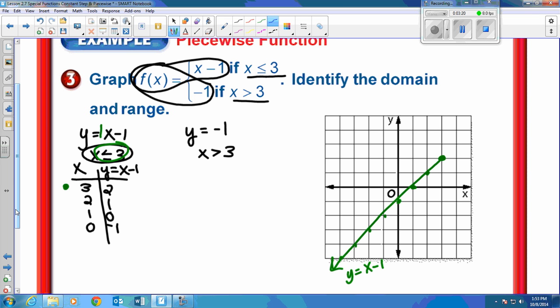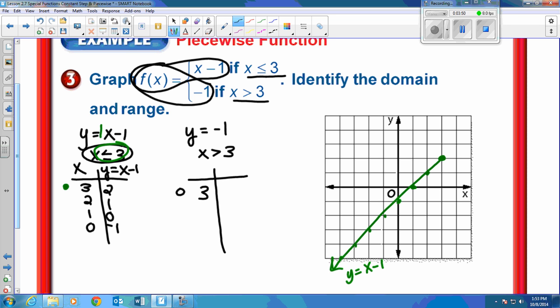So if I want to graph the second part now, I want to graph everywhere y is equal to negative 1, but it starts at 3. Now what kind of circle am I going to have at 3? An open circle, because x is greater than 3, but I still have to plot that point because x could be anything greater than 3. It could be 3.0000000000001. That's greater than 3. It could be infinitely close to 3. So even though 3 is not included, I graph it with an open circle.